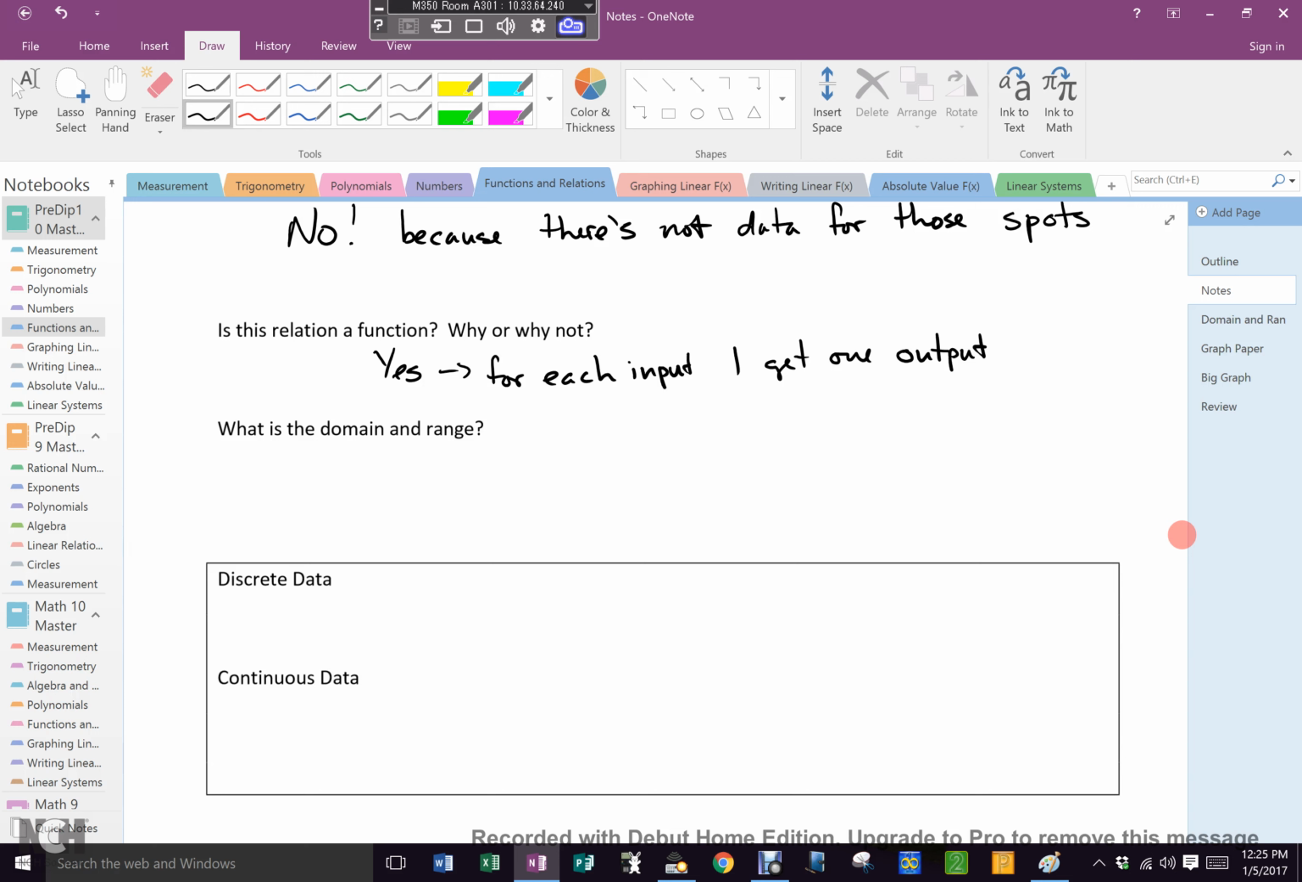What's the lowest value for the domain? 0. Is 0 included? Is it possible to not rent a car? How many of you are renting a car right now? None of you. So it's possible to not rent a car, right? So 0 is included.